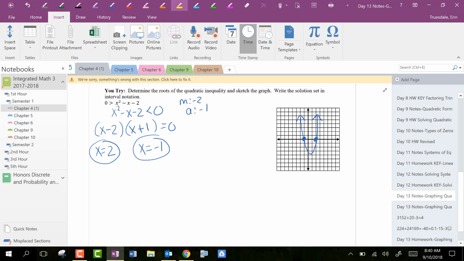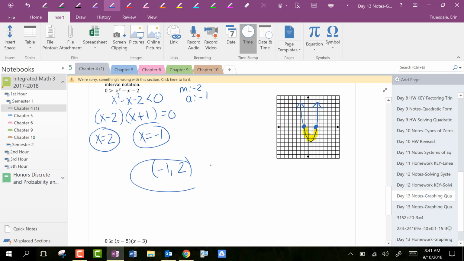So I'm going to highlight where it's less than 0, which means it's under the x-axis. Then I need to describe this interval where this is happening. So in between what two numbers is it less than 0? -1 and 2. Then I can decide if I need brackets or parentheses. So go back to the original problem. It's strictly less than 0, not less than or equal to. So I need parentheses here.